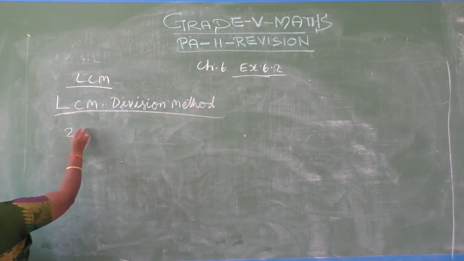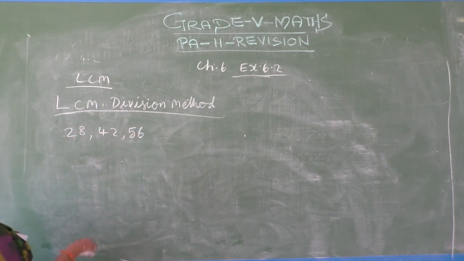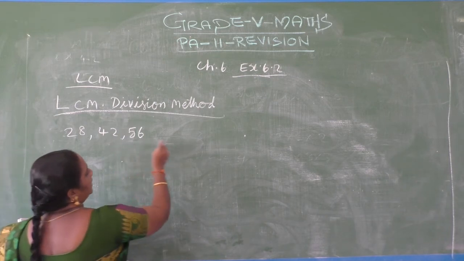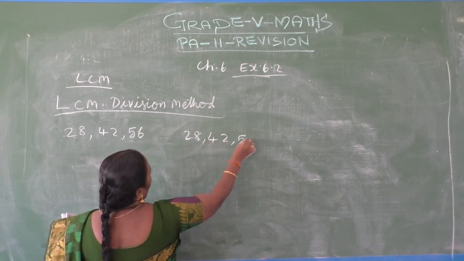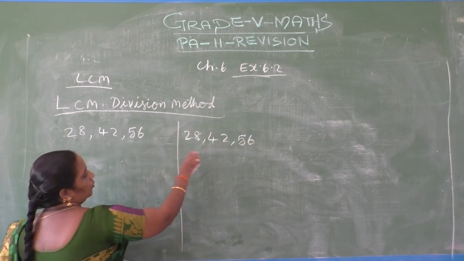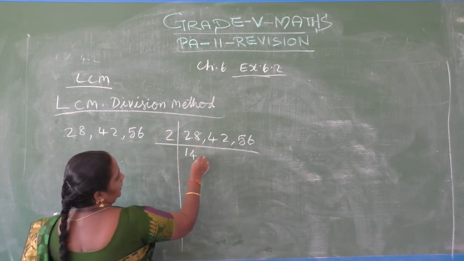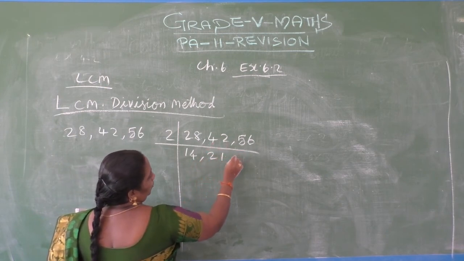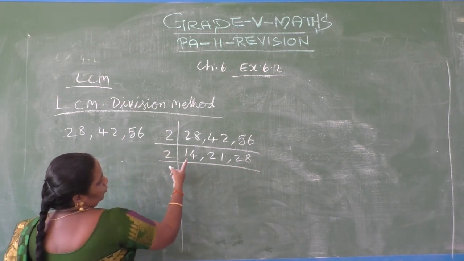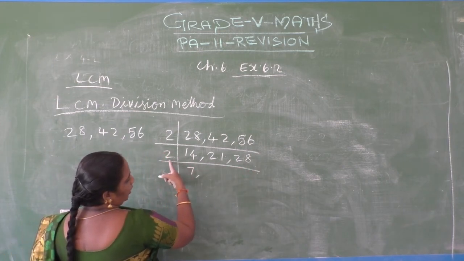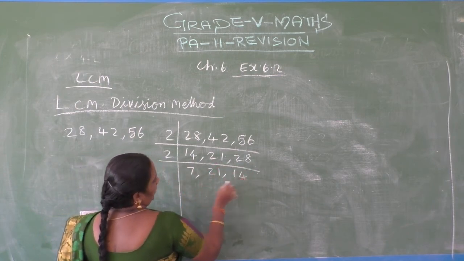See, first one: 28, 42, 56. I am going to find the LCM by division method. Division method means you have to take all the numbers together and divide them by a common number. In the ones place we have all even numbers, so I am taking the 2 table. 1 2 is 2, 4 2s are 8, 2 2s are 4, 1 2 is 2, 2 2s are 4, remaining 1 6, 8 2s are 16. Again I am taking the 2 table. 7 2s are 14, 21 we can't divide by 2, so bring down that number. Then 1 2 is 2, 4 2s are 8.